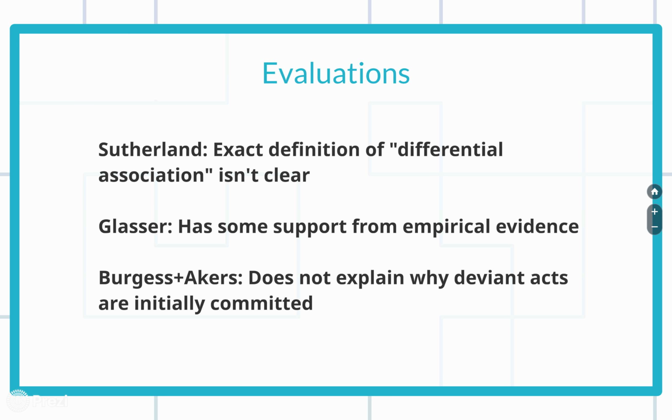Glaser's differential identification theory appears to have received some support from empirical evidence. It's been found that high school boys who hang out with others who identify themselves as delinquent are likely to become delinquent themselves, but there is no conclusive evidence that identification with delinquent friends causes delinquency. And to go off that note, this theory is usually tested on juveniles and others who are involved in criminal activities. Finally, Burgess and Akers' differential reinforcement cannot explain why a person initially commits a deviant act.